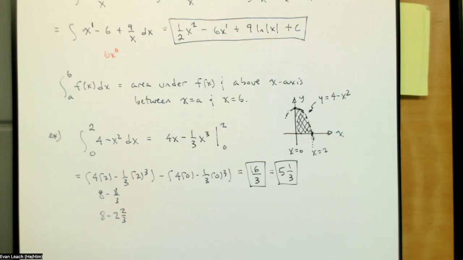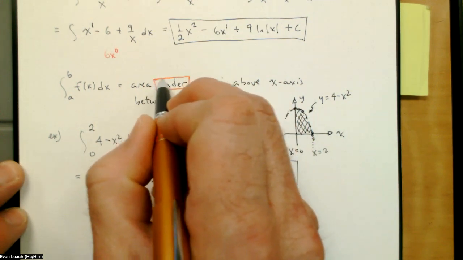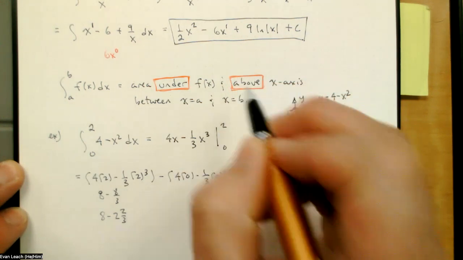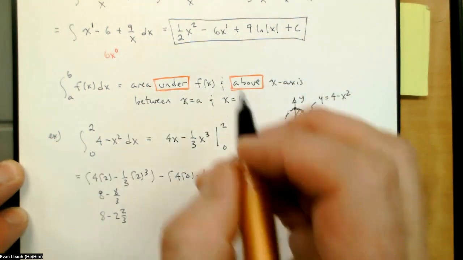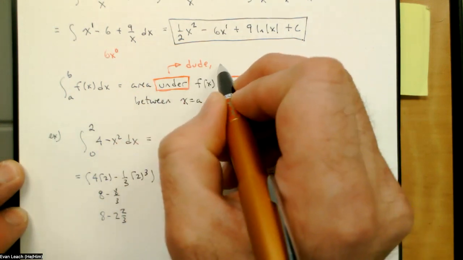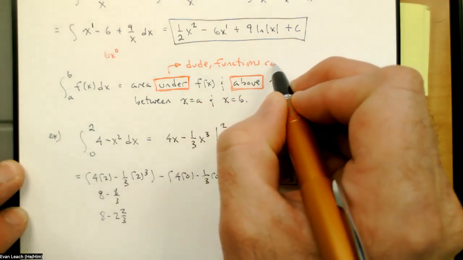When x equals 2, the function 4 minus x squared drops negative. The amount that we're subtracting is more than 4, so the value of the function goes negative. And no one ever called me on this under and above business that I kept using, under the function and above the x-axis. No one was ever like, dude, functions can be negative.